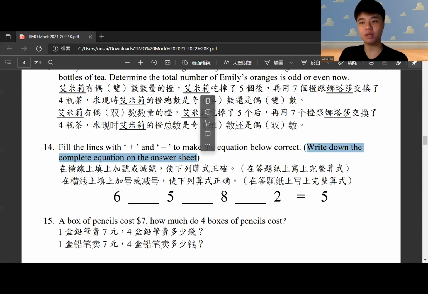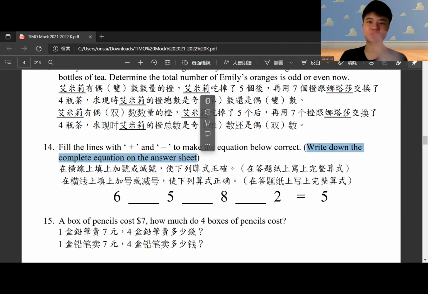But actually, because this time it is an online exam, you know, right? In the past we used paper, but I'm not sure if there is any difference in the online exam. But as I know, you need to write down the complete equation, something like 6 plus 5 minus 8 plus 2. We have to write the full equation. Yeah, but I'm not really 100% sure because there have been too many changes in recent years.